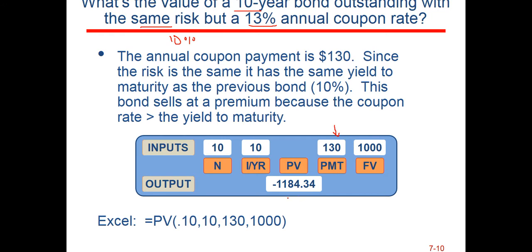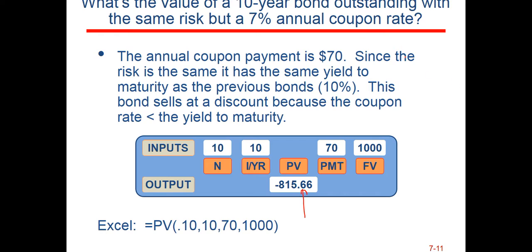So the value of this bond specifically turns out to be $1,184. And the reason why it's more than $1,000 from the previous example is you are getting more. Instead of getting $100 each year, you are getting $130 each year. So you need to pay more.